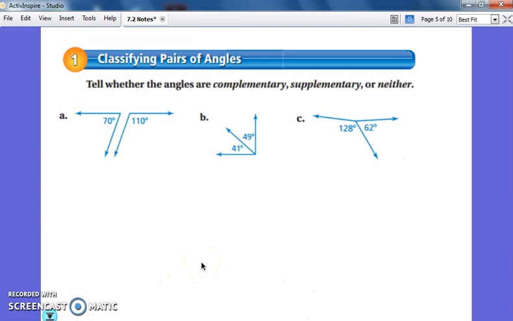Let's take a look at example 1, classifying pairs of angles. Tell whether the angles are complementary, supplementary, or neither. Let's pause the video and have you try this.